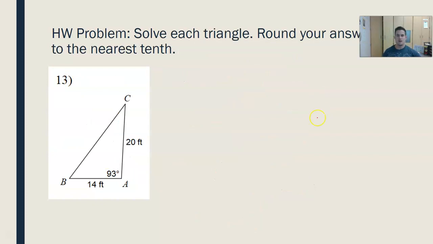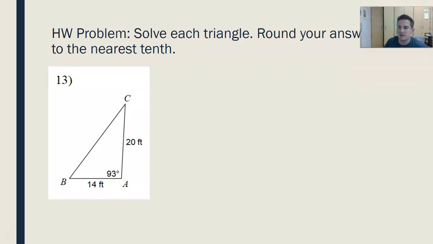Okay, so this is homework problem number 13. It says, solve each triangle, round your answers to the nearest tenth. So I'm not given a specific thing I need to find. I want to find everything. All of the missing sides, all of the missing angles. So this is number 13.